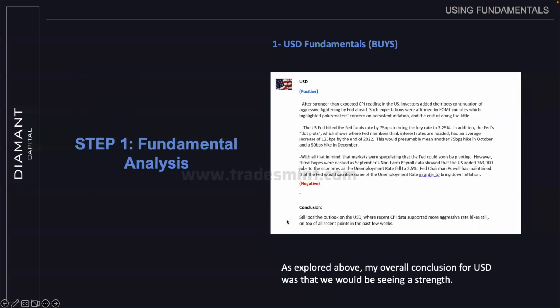So I had, as a conclusion, still a positive outlook on the US dollar, where the recent CPI data supported more aggressive rate hikes still, on top of all the recent points in the past few weeks. So as explored above, I was expecting to see more strength in the US dollar.